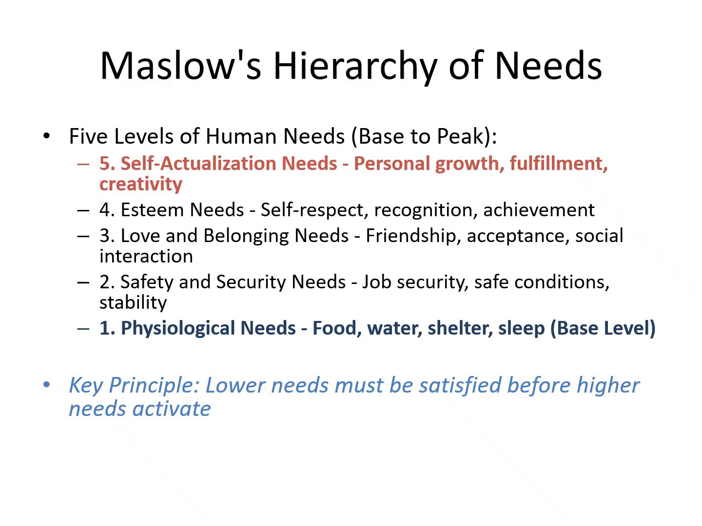Before that come love and belonging needs: friendship, acceptance, social interaction. And before that also come safety and security needs: job security, safe conditions, stability. And the first need is physiological needs: food, water, shelter, sleep. That is the basic level.